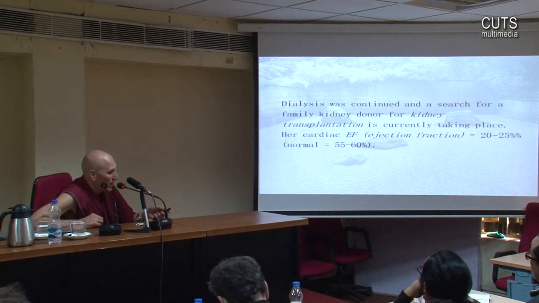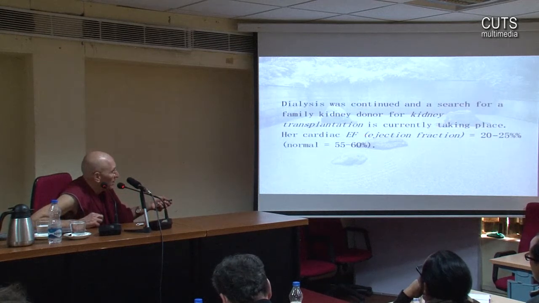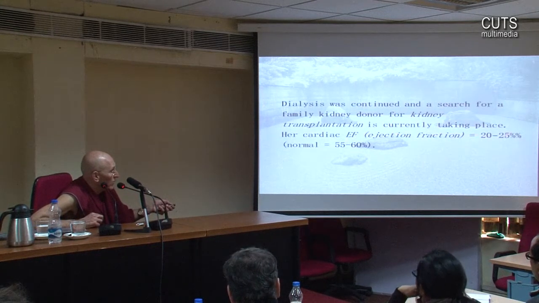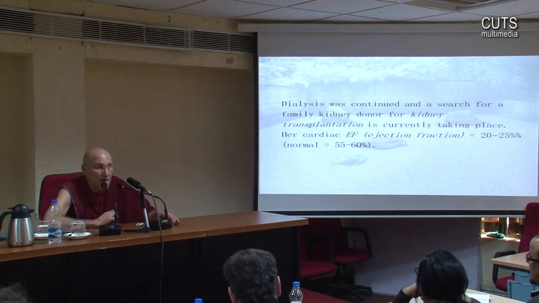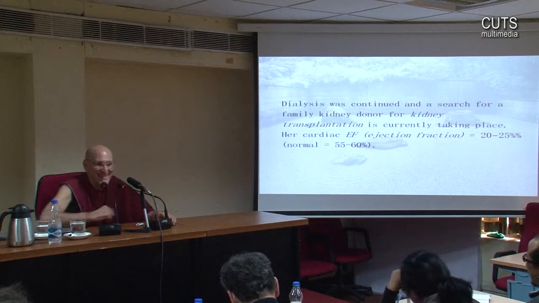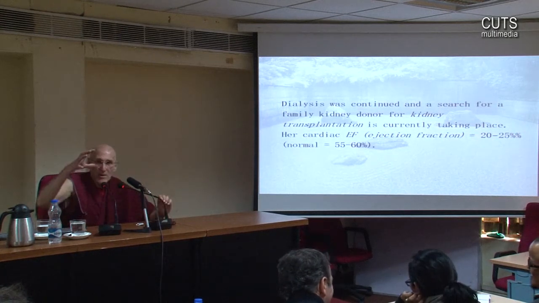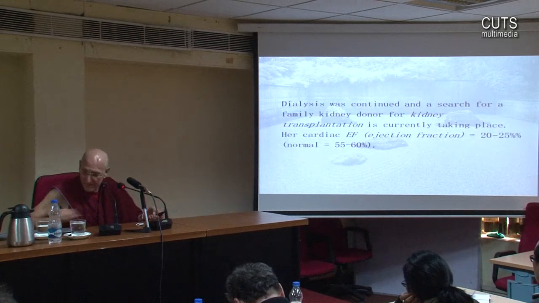And along with her kidney failure, she also had, of course, heart failure, right? And her ejection fraction was 20 to 25%. What's normal? 55 or 60%. Yeah, good. Good. So her heart wasn't pumping very well, was it? And that's why all the fluid was backing up. Good.